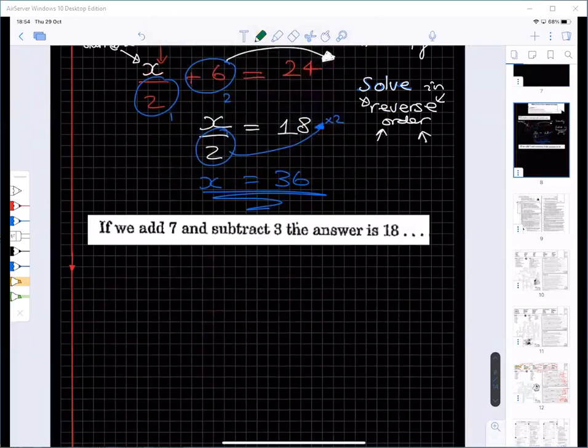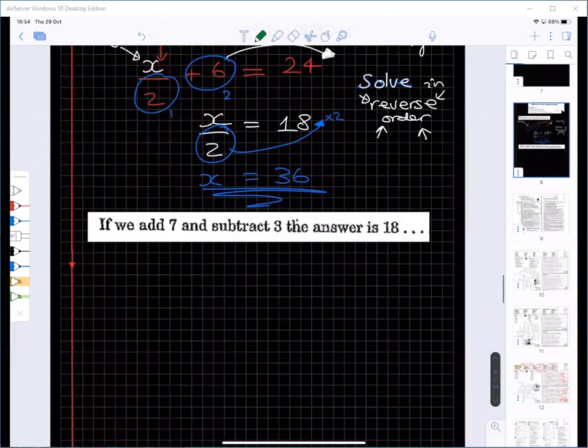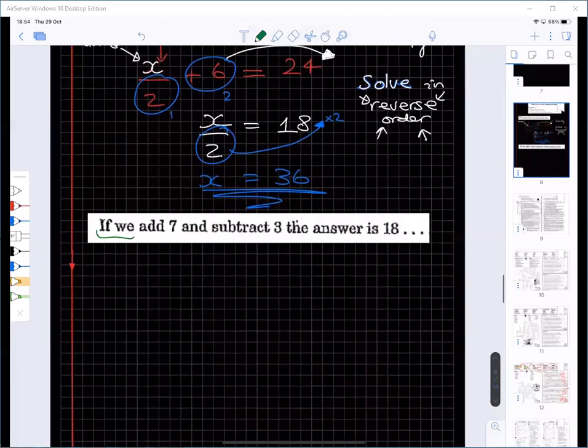So if we add 7, now in the previous one, they used the word it. Now they haven't even used the word it. It just says if we add 7. What are they adding 7 to, Musa? What do we assume they're adding 7 onto? X. So we start with x. Even though they haven't mentioned the word it, it's implied they're adding here. So x add 7.